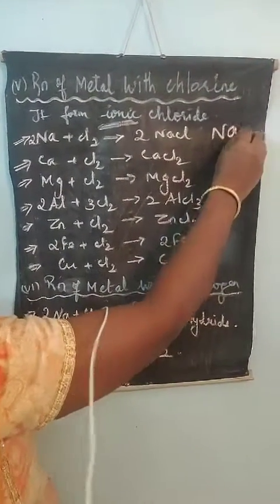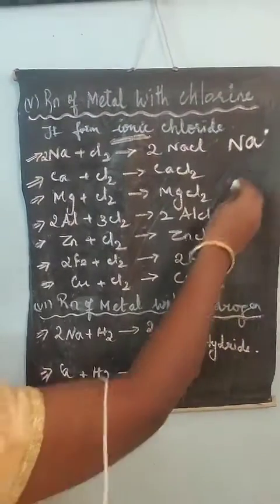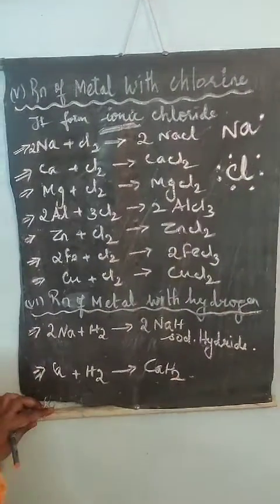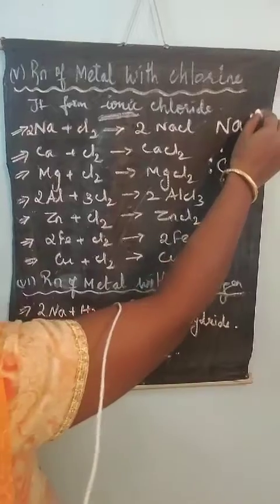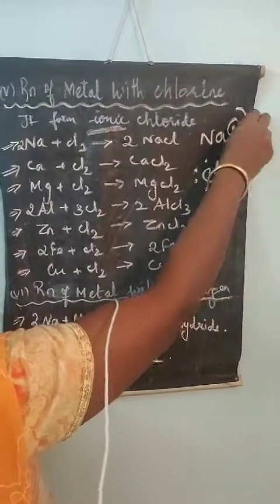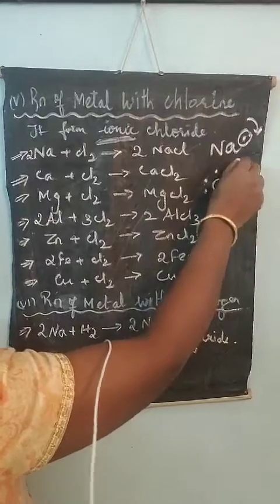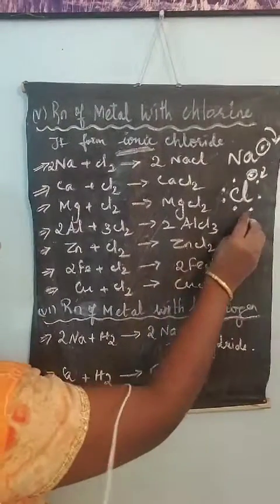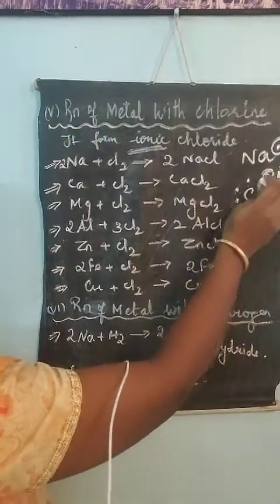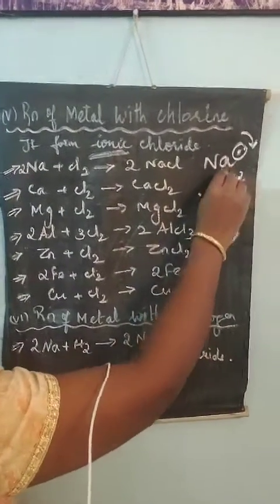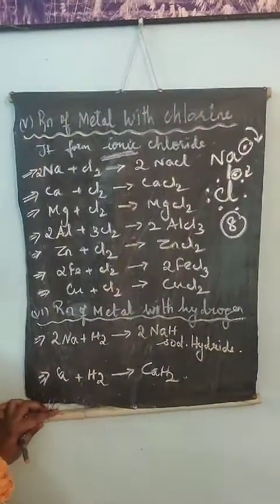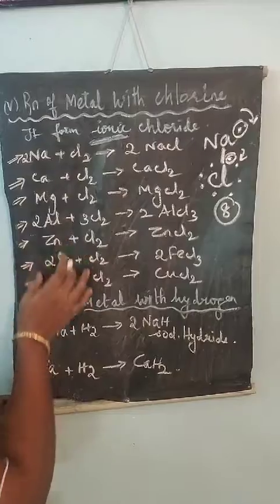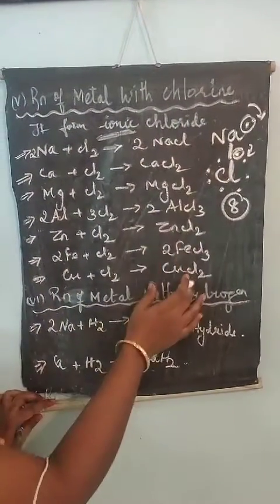For example, here you have Na with 1 electron in the outermost shell and Cl has 7 electrons in the outermost shell. So what happens is, Na donates 1 electron to Cl, and Cl accepts that electron from Na to form the octet. That is, it gets 8 electrons in the outermost shell and it is fully filled. So here it forms a bond. This type of bond is known as ionic bond, and the compound formed is ionic chloride. So metal reacts with chlorine to form ionic chloride.